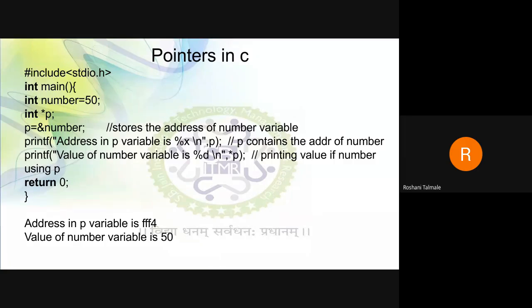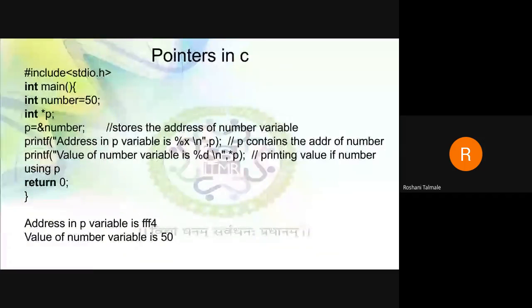If we print p simply, without the asterisk symbol, we get the address of number, because p is holding the address of number. And if we apply the asterisk in front of p, indirectly we are applying the pointer in front of the address of number. So when we apply the pointer in front of an address, what will happen? It will give you the value.